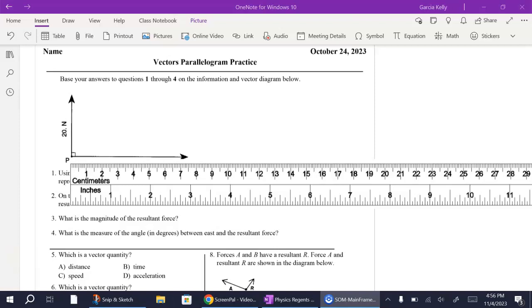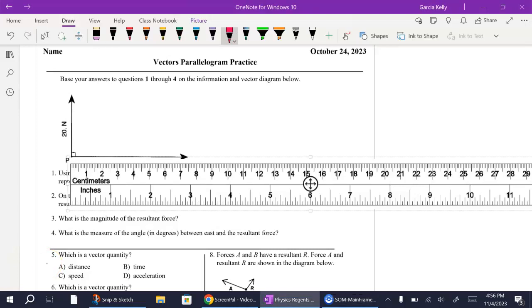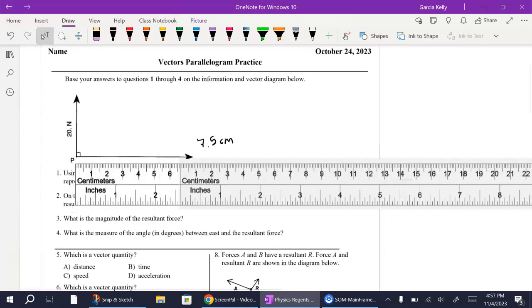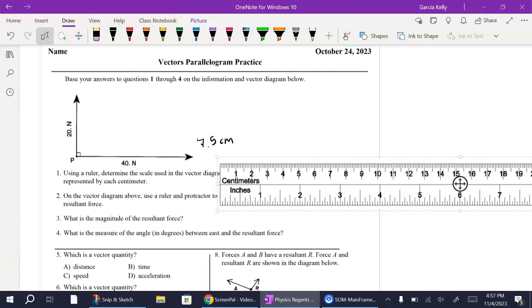In order to find the scale, begin by measuring your vectors. So far, I see that our vector is approximately 7.5 centimeters. That 7.5 centimeters is representing 40 newtons.